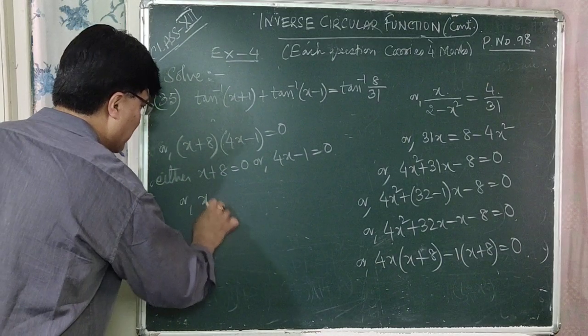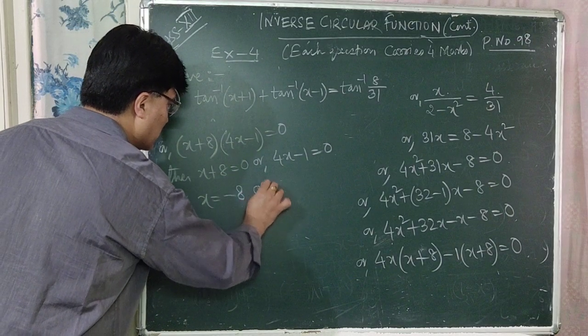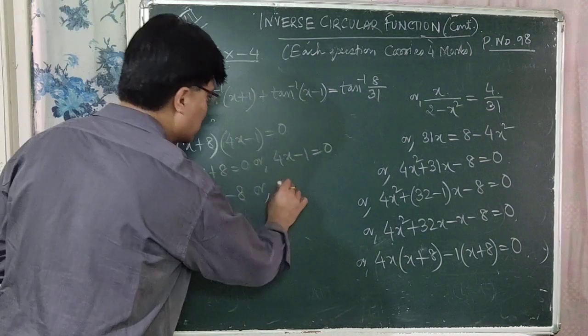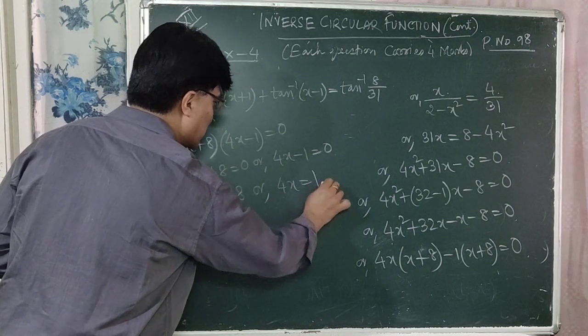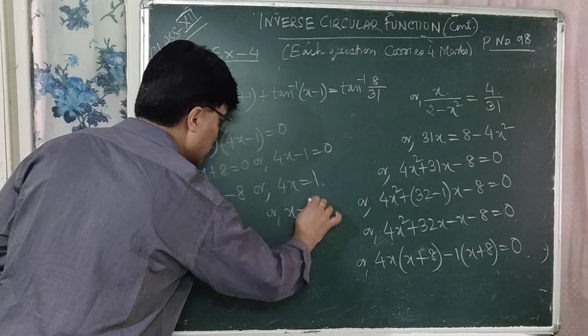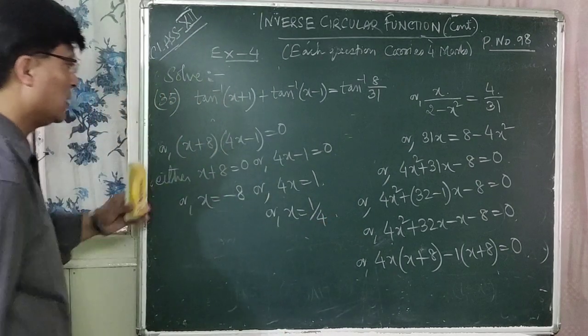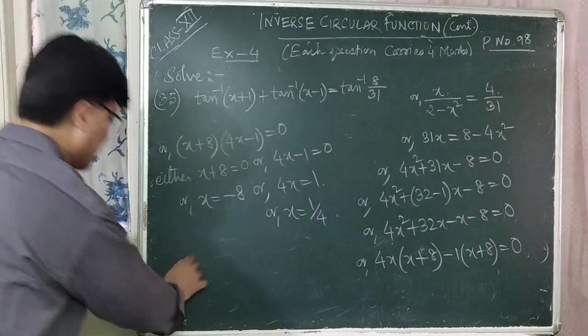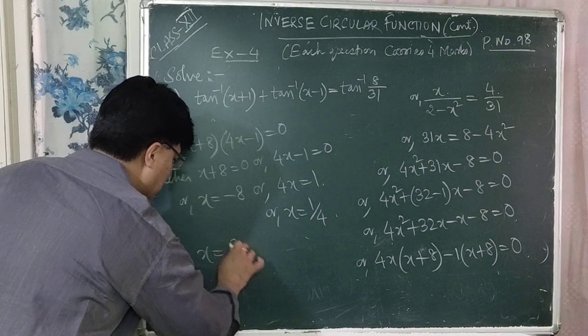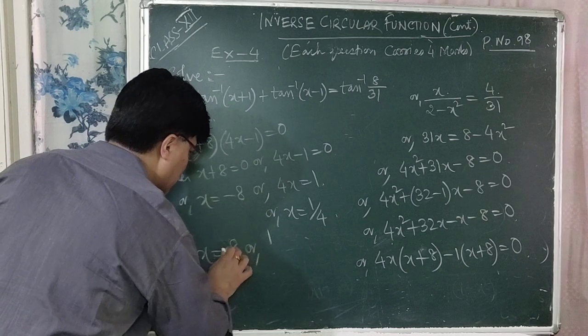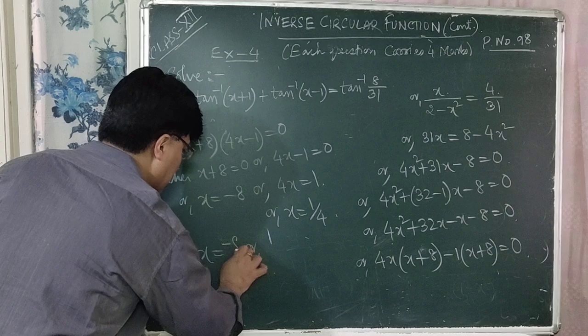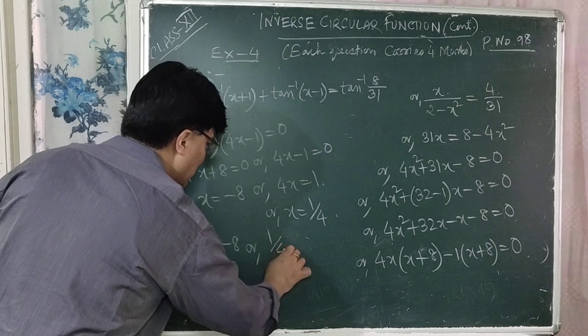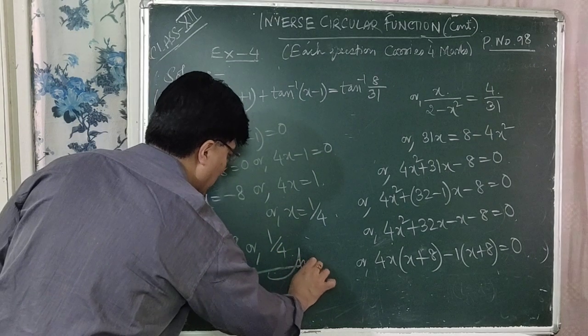From here, what is the value for x? x is equal to -8. Or from here, what is the value for x? 4x = 1, or x = 1/4. So these are the two answers, right? So therefore x = -8 or x = 1/4.